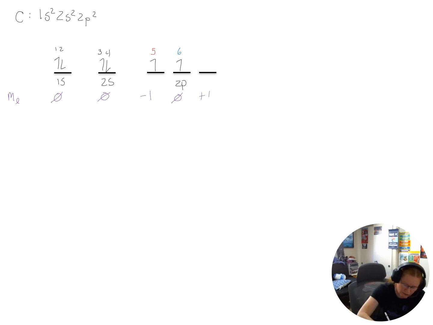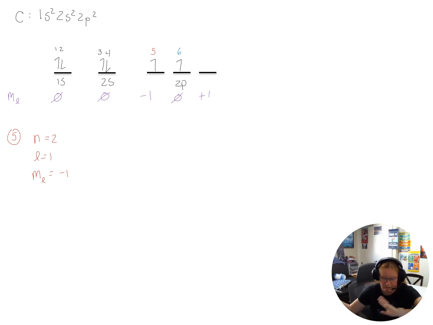For electron 5, let's see if we can get unique numbers. My N is 2 because it's in a 2p. It's a p, so my L is 1. My m sub L, according to the way I wrote that, is -1. We just go across: you go from negative L to positive L through 0, from left to right. And then it's pointing up, so my m sub S is +1/2.